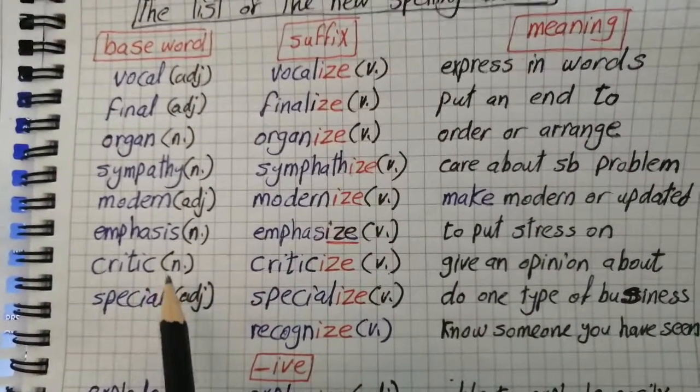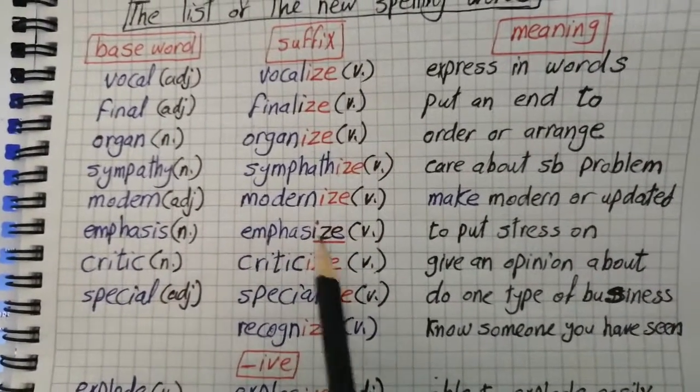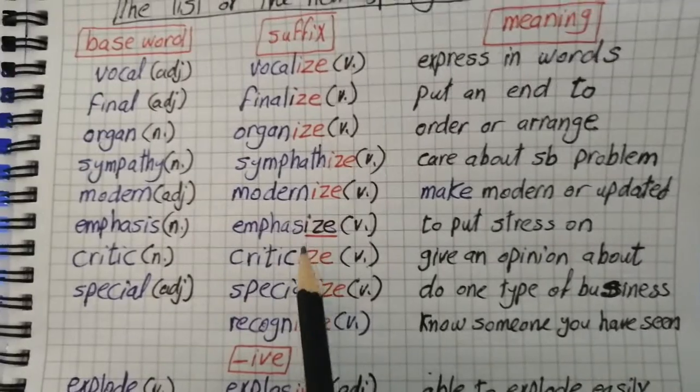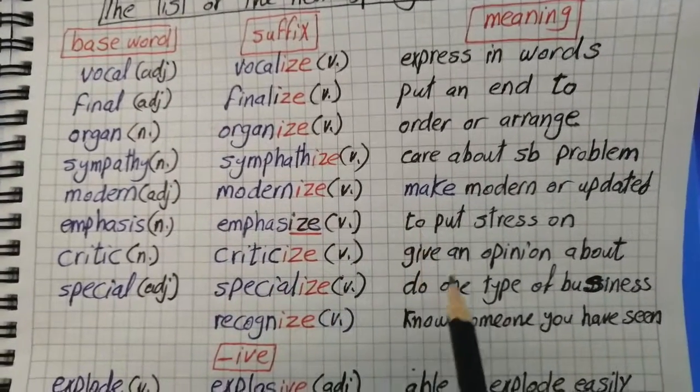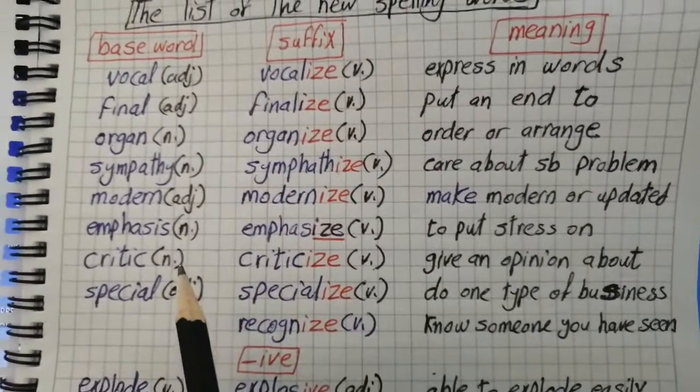Critic is a noun. When I add IZE, I change from a noun into a verb, criticize. And to criticize means to give an opinion about any literary work or about anything.